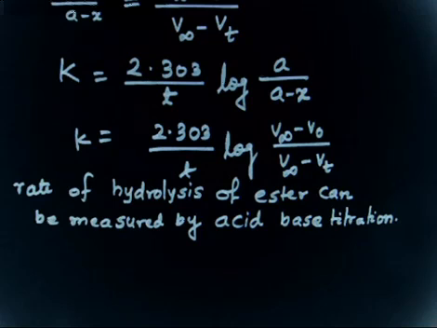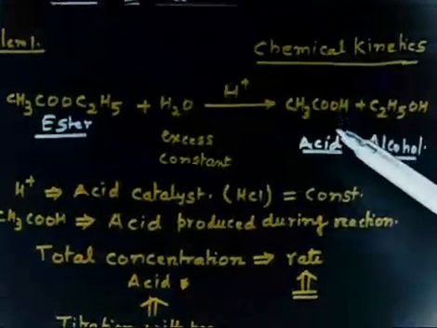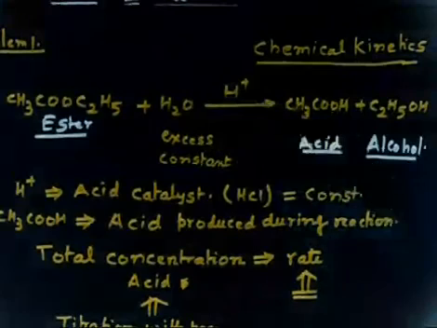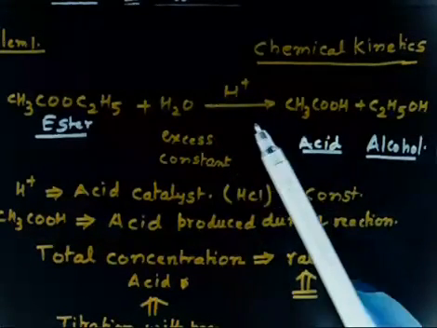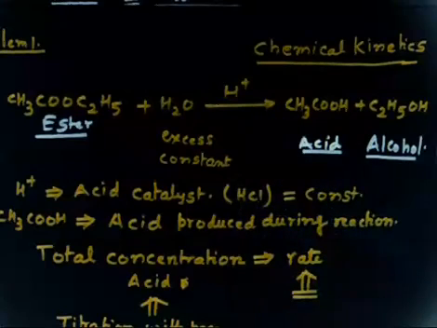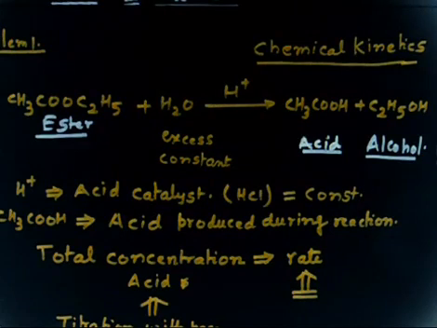After some time, the acid produced, that is the acetic acid, and H plus both will be titrated. After some more time, this again and this again will be both titrated, but the titration against H plus is constant. So every time the concentration of H plus, that is the catalyst, remains constant. So if I am doing the first titration at T equals 0, I know the volume of NaOH used to titrate H plus, that is the catalyst.